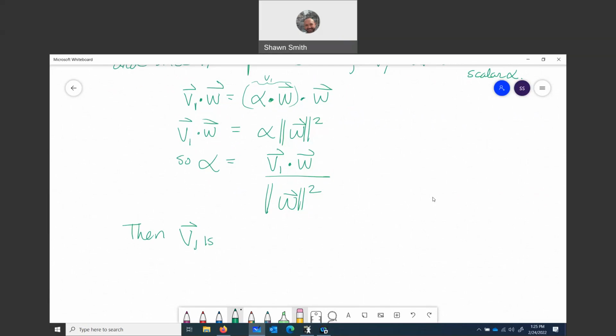I don't know why I solved for alpha there. It's kind of going in circles, but that's okay. Then V1 is, we saw alpha times W, right? So there is alpha, which I don't know why I got V1 right here. It's supposed to not be a V. It's just vector V dotted with vector W all over the magnitude of W squared times the vector W.